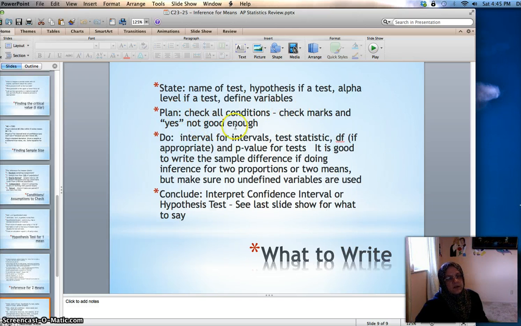Check marks and yes is not good enough. You need to say a little bit or show a little bit of math to verify that you actually did check them and know what you're doing, and that you just didn't have a list memorized and put check marks on them, but don't know actually how to check them.